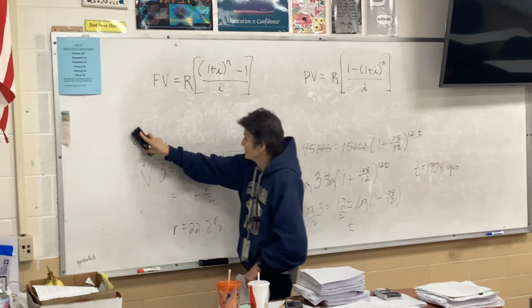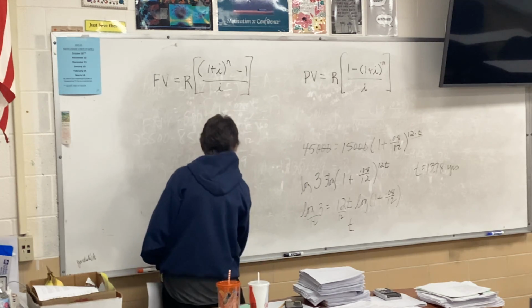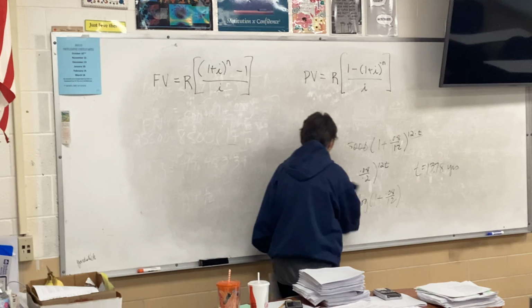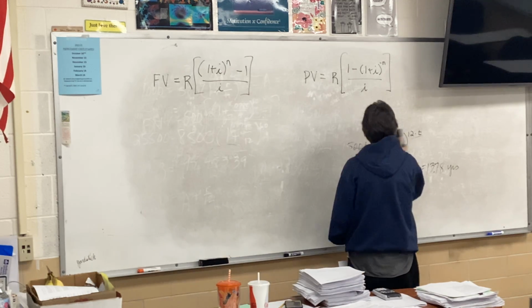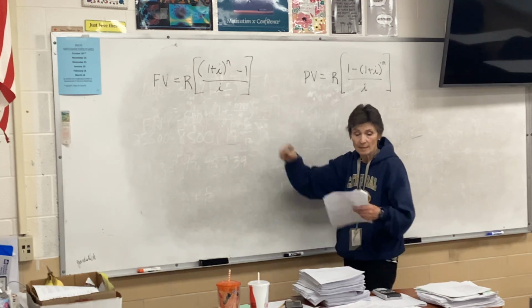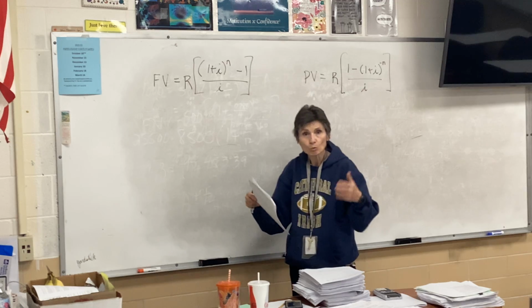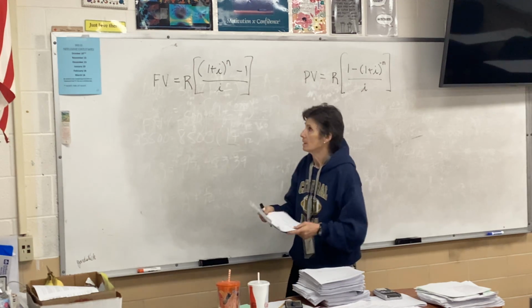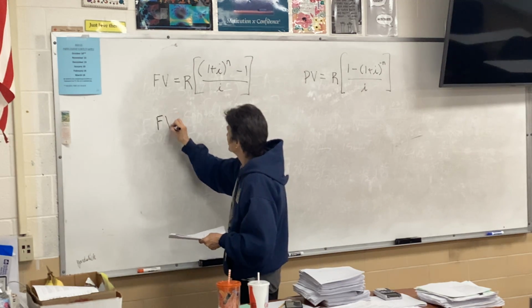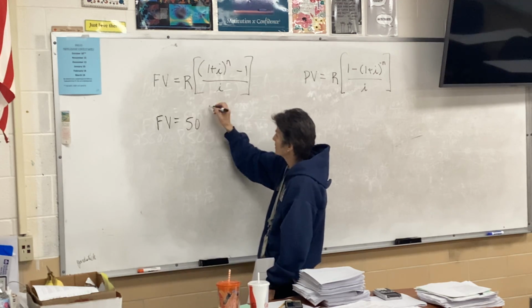Which formula is that going to be? It's one of these because she's making payments, and these are the payment formulas. So which one is it? Future value. Amy is saving for the future. What is the value after 25 years? Okay, here we go. What is the value? Her payments are $50 a month. Remember, R is the payment.